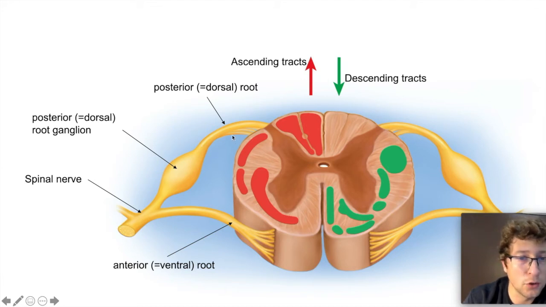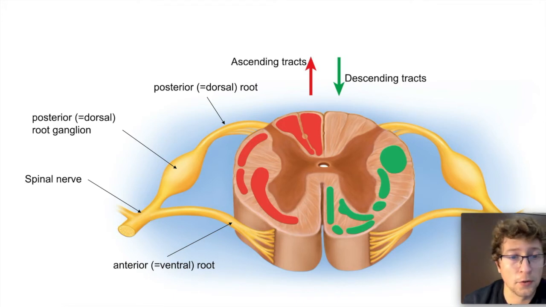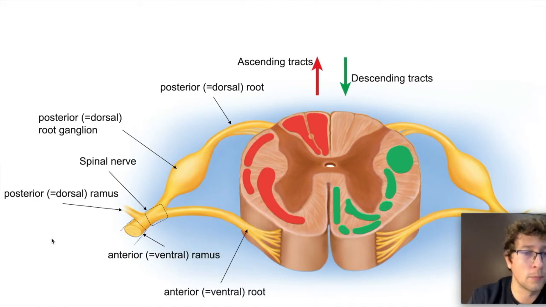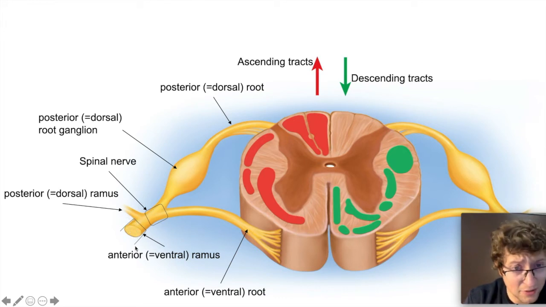So we have these two roots. We have our dorsal root ganglion, and then we have a spinal nerve. Whenever those two fuse together, we get the spinal nerve. But this spinal nerve is very short-lived. I've highlighted the entire extent of the spinal nerve because right after the spinal nerve, we get these structures called rami. So we have an anterior or ventral ramus, very similar to our anterior root, but ramus means branch.